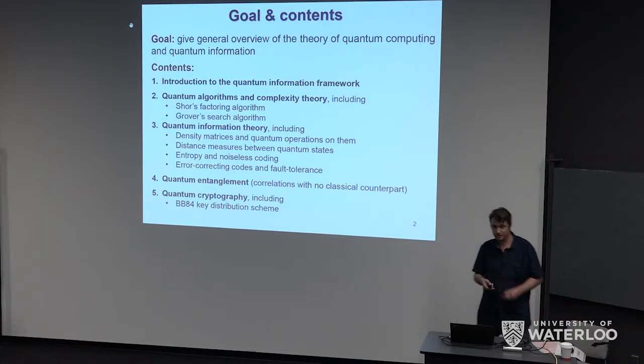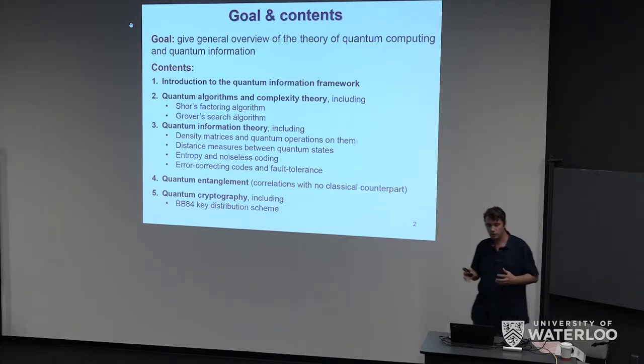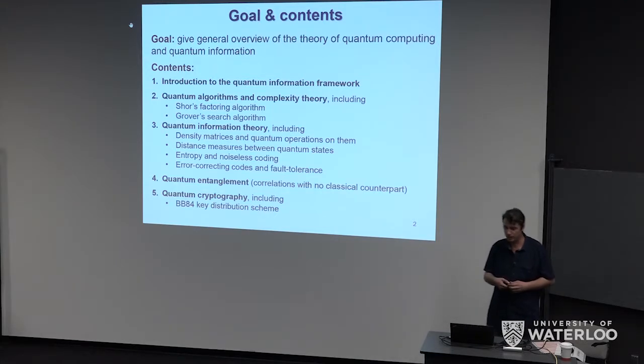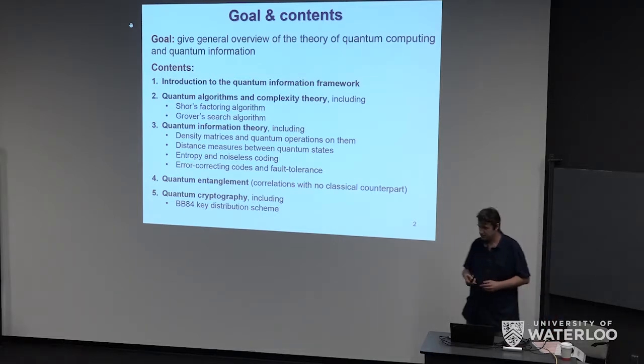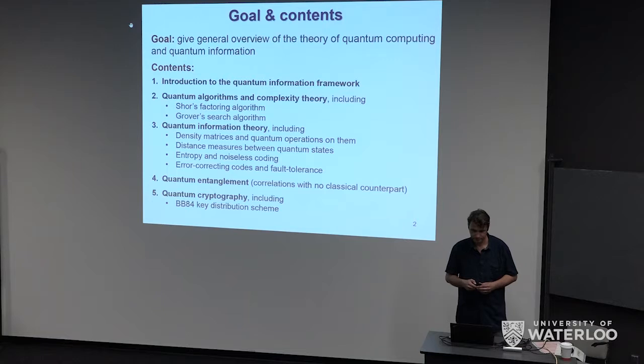We'll discuss some basics of the theory of quantum entanglement. So entanglement is some sort of a non-local correlation between separate systems that has really no classical counterpart. And an application of entanglement is quantum cryptography. And so we'll discuss the BB84 quantum key distribution scheme, among others.